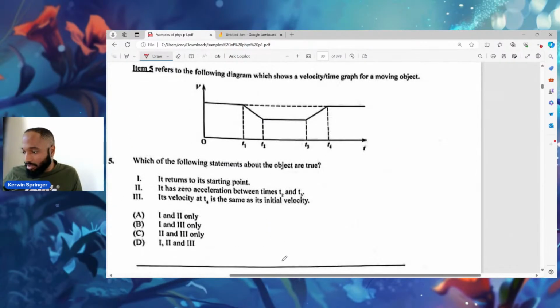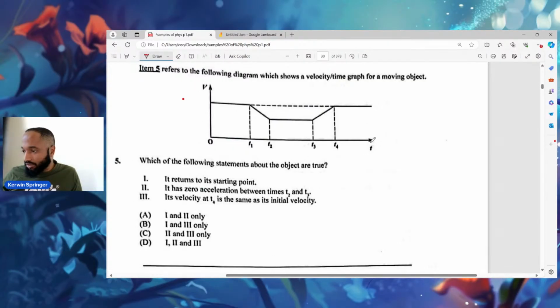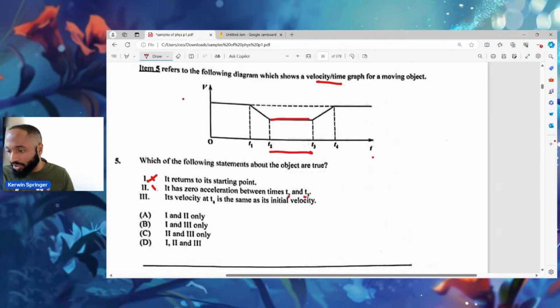Which of the following statements about the object are true? It's a velocity time graph. It returns to its starting point, that's not true. It has zero acceleration between times t1 and t3, that's also not true. It has zero acceleration between t2 and t3. T2 and t3, yes, it's constant speed, so this is true. Its velocity at t4 is the same as its initial velocity. Yes. So 2 and 3. Initially I thought it was between here and here, and I said this is acceleration, but it's t2 and t3. So C is the answer.